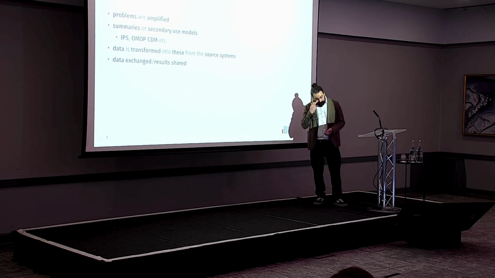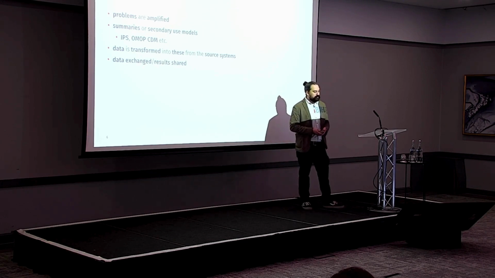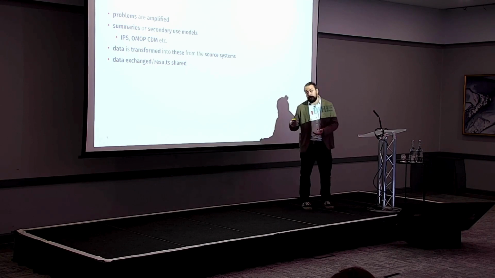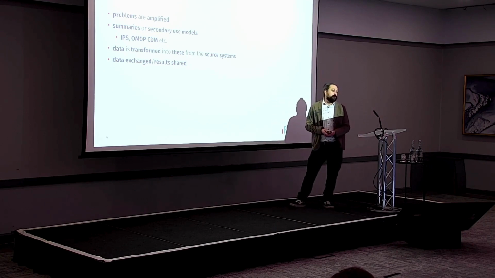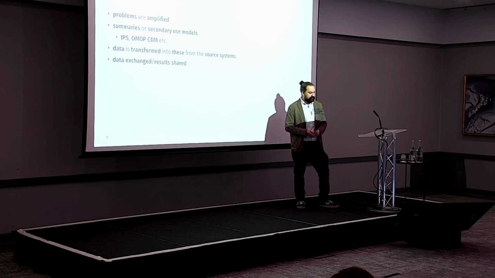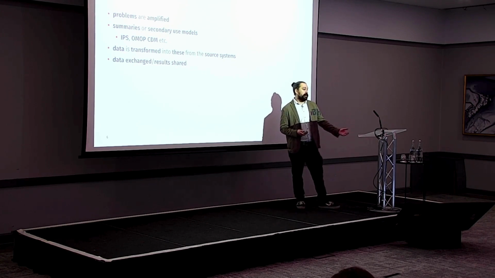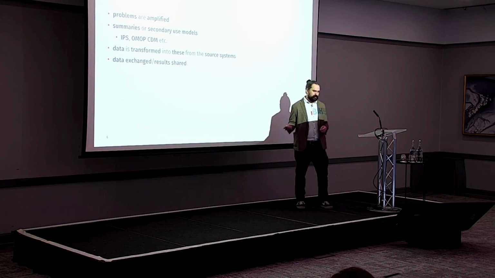So in the end, what we've been doing the last years is we said, okay, we need to find a way to collaborate. And what we came up with were summaries for primary use, the IPS providing essential health information for critical care, and OMOP as the secondary use model for research. We're transforming data there from the source systems, and then we usually exchange it for primary use. Some people exchange it also for secondary use.